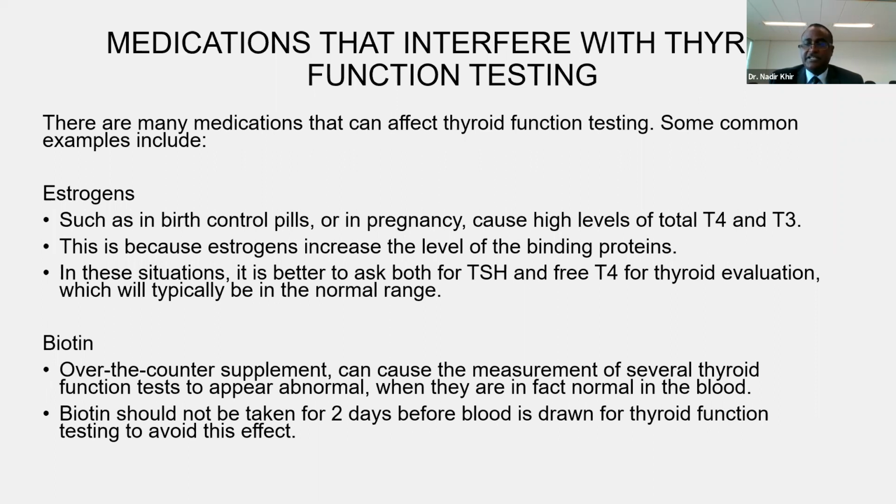Another medication that commonly gives us a hard time, and actually yesterday I had a patient, I needed to call the lab because in our hospital lately we see TSH normal, with T4 and T3 just above the normal range, and it became a pattern. So I called the lab yesterday about this issue, and they told me about biotin. Biotin is an over-the-counter supplement that can interfere with the measurement of T4, T3 and TSH, and can cause several thyroid hormone function tests to appear abnormal when in fact they are very normal in the blood.